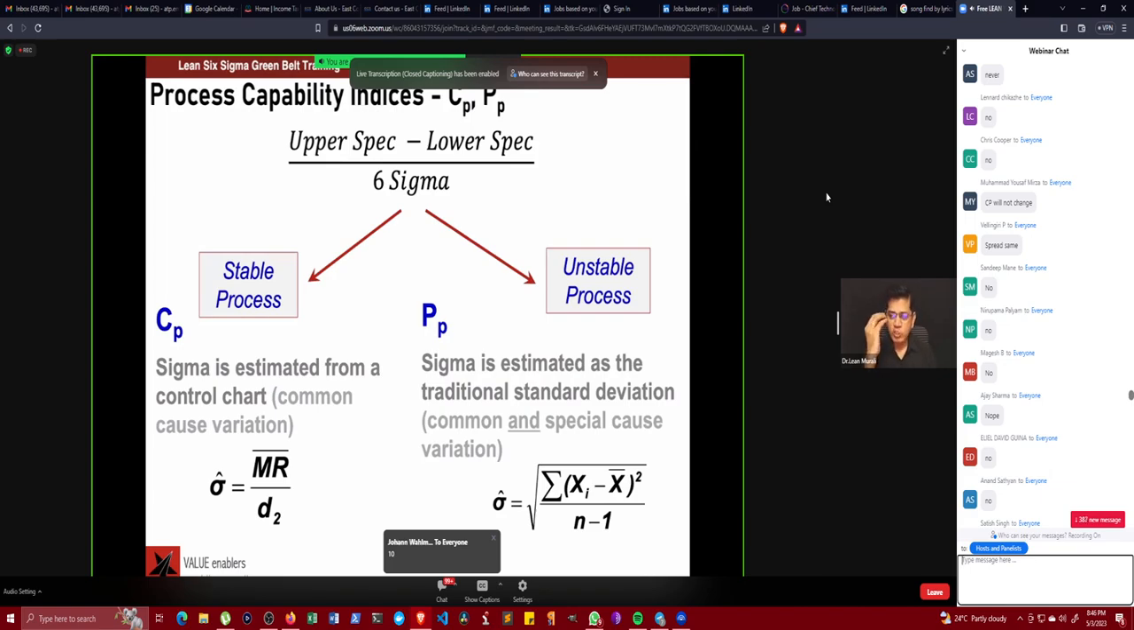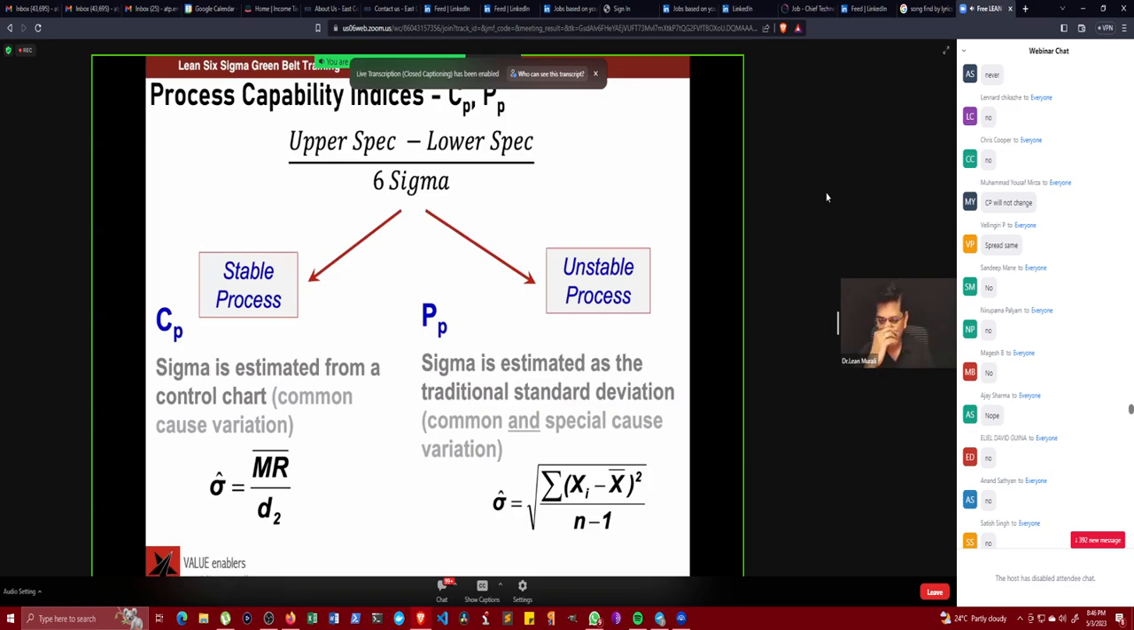Now, if it is common causes of variation, there is a formula. And if it is both the common cause and special cause, there is a formula. Now, my dear friends, do not ask me why this formula and that formula, because it's a greater mathematical research which is beyond the scope of the subject. All you need to do is the software will automatically calculate that.